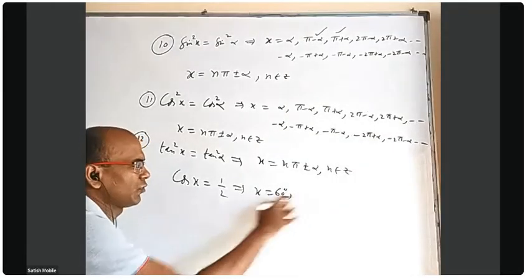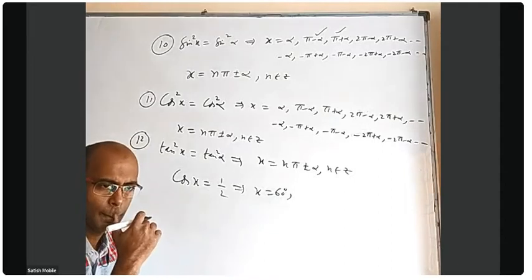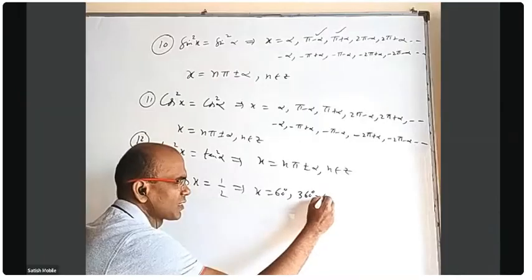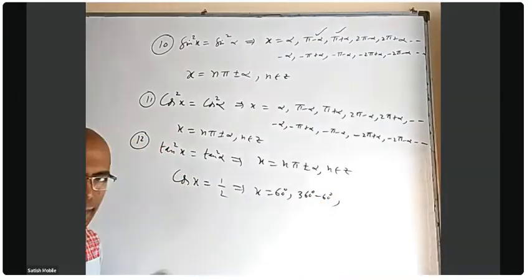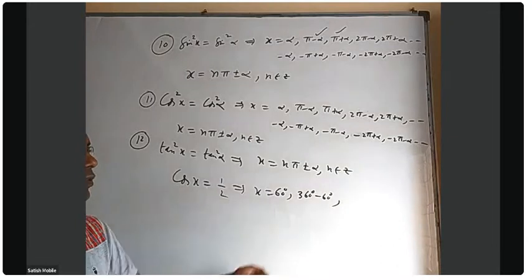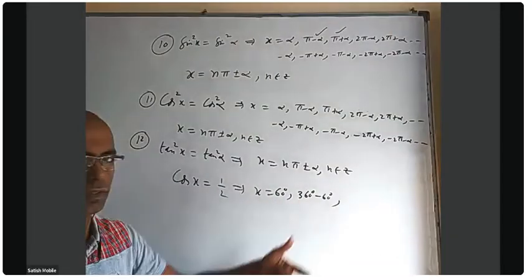What is the angle in the fourth quadrant which can give 1 by 2? 300. 360 minus 60, or 300. Again, what is the angle in the first quadrant? First quadrant covered. Fourth quadrant covered. 360 plus 60, 420. Yes, correct.